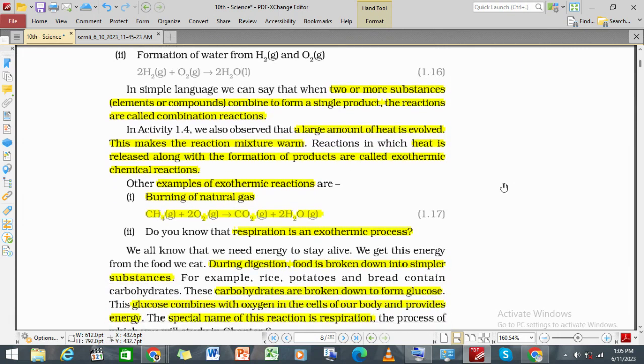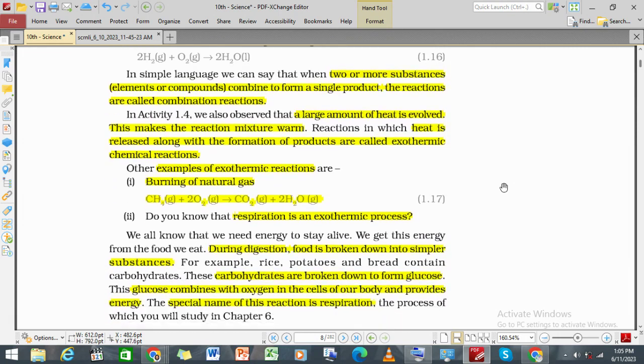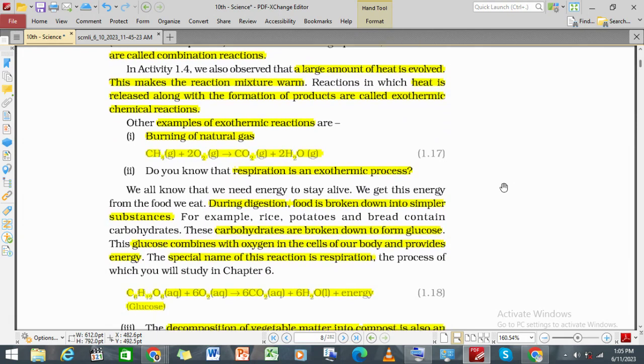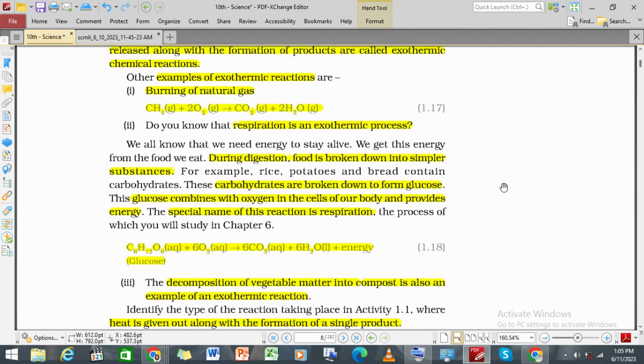All right. When two or more substances, elements or compounds, combine to form a single product, it is known as a combination reaction. A large amount of heat is evolved, and this makes the reaction mixture warm. Heat release along with the formation of product is known as an exothermic reaction. When two reactants are added and products are formed, if heat is released along with the product, this is known as an exothermic reaction.